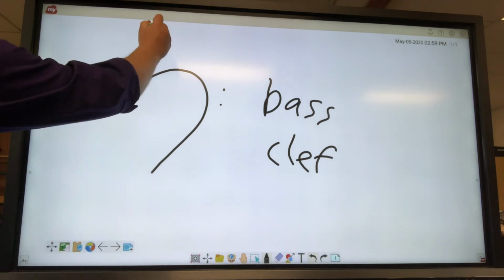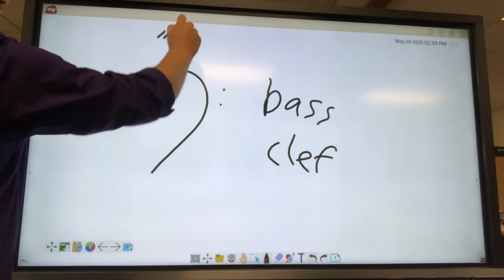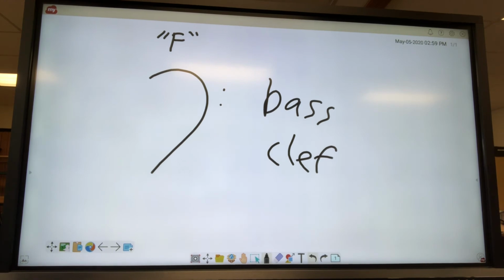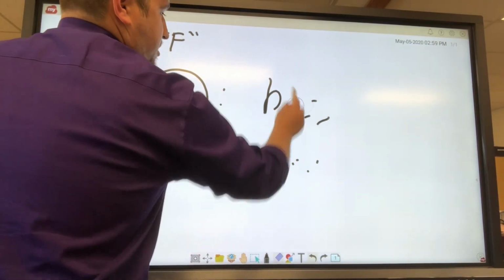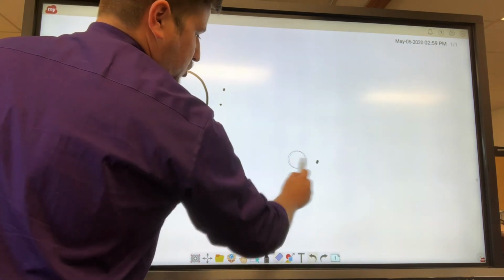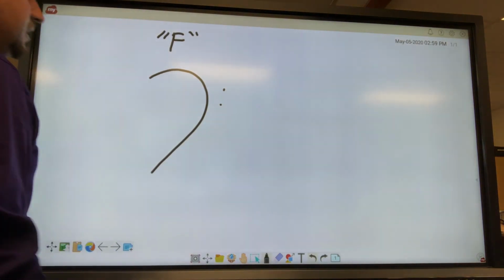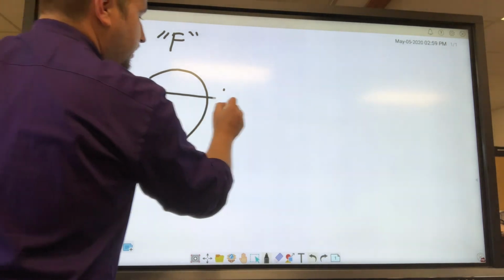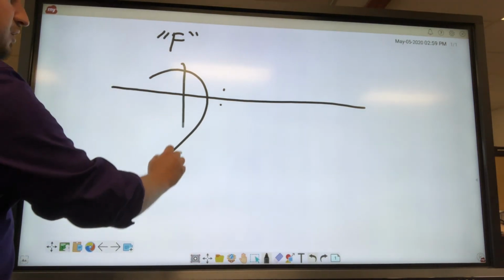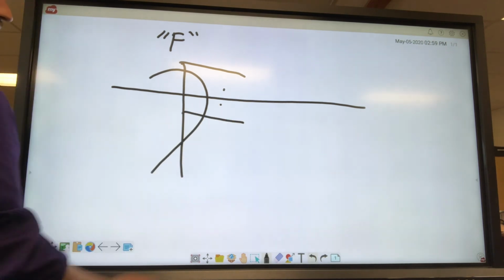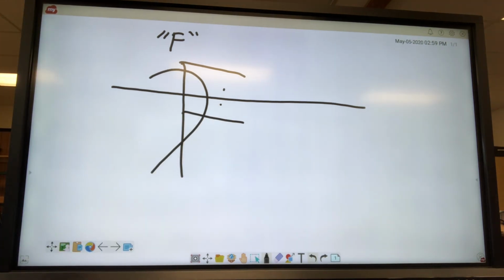Now, did you know this is also called an F clef? Did you know that? Now, I couldn't possibly know why it's called an F clef, could you? Well, I just might have an idea. Let me get rid of all this stuff first. Nice. Good. So, what if I put a line through here? Does this all of a sudden kind of look like an F to you? Maybe a little bit? Right.